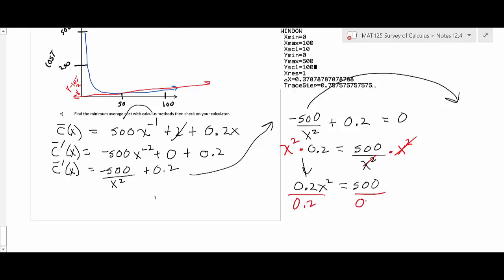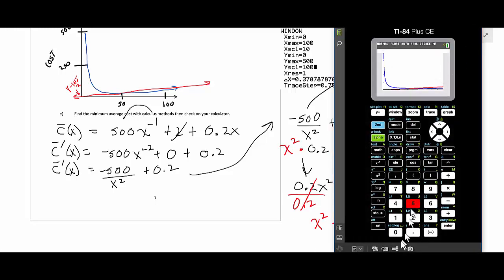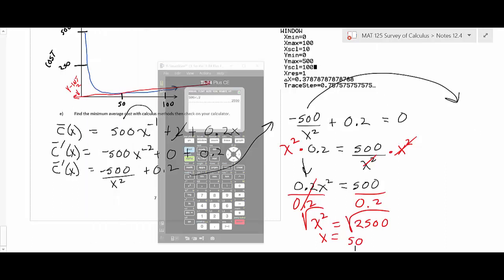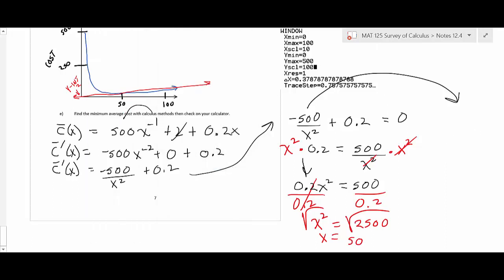This is just the algebra involved in here. So we have x squared equals, then you can take 500 divided by 0.2 on your calculator, then you can take the square root. That'll give us the minimum average cost. So that looks like that is 2,500. You can square root both sides. And I think that is, what, 500? 50. No, 50, isn't it? Yeah, 50 times 50. Okay, so that'll give 50.